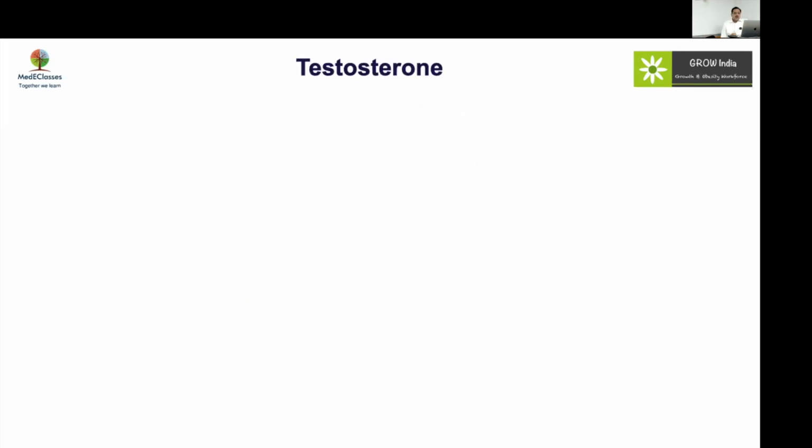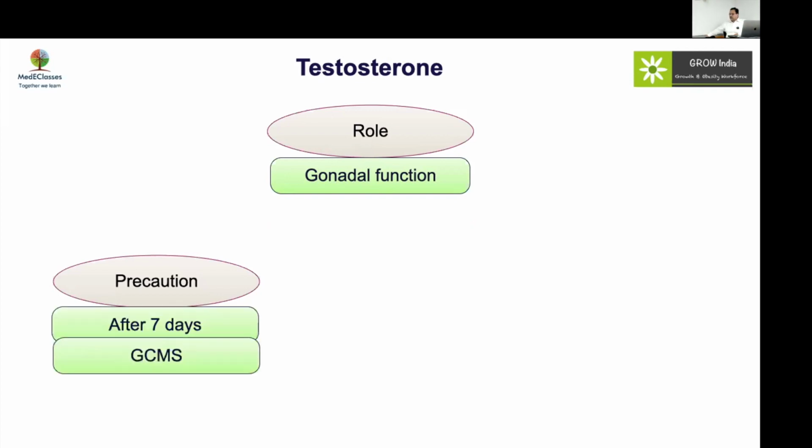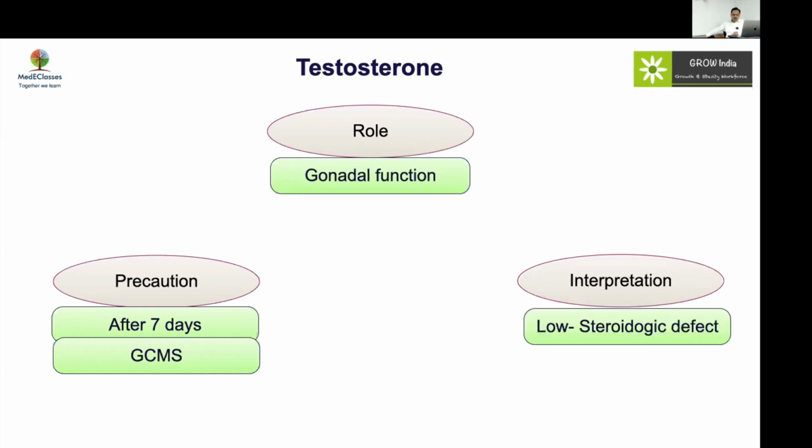Testosterone levels are important mainly to look at the gonadal function and to distinguish between deficiency versus resistance. They should be done again after 7 days of life using a GCMS. So if you have somebody in the first day, you can do an LH and testosterone, but usually patients will come later. So after that, you should wait for at least 7 days. GCMS is important because a lot of these other metabolites are there. Interpretation: if it's low, it's a steroidogenic defect. If it's high, it's 5-alpha reductase deficiency or AIS in that situation.